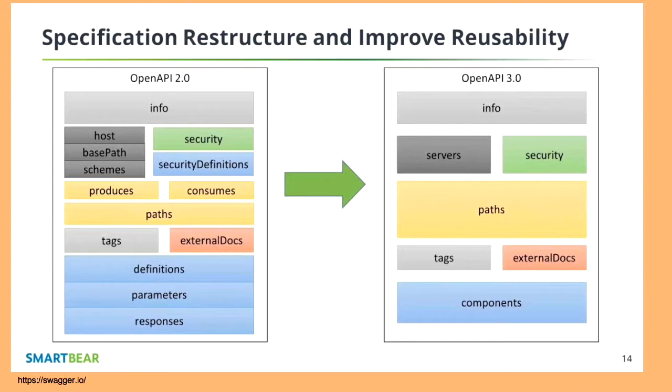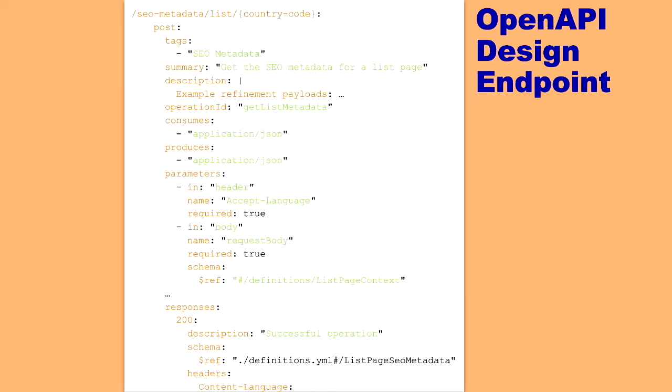OpenAPI version 3 introduced a reorganized document structure so that it's easier to write and reuse API definitions. But be careful, not all tools are ready for version 3, which was the case for us, and that's why we stick with version 2. So after some design sessions, we came up with a draft design of our API. The design is in YAML format, and here we have an example of the get list metadata operation.